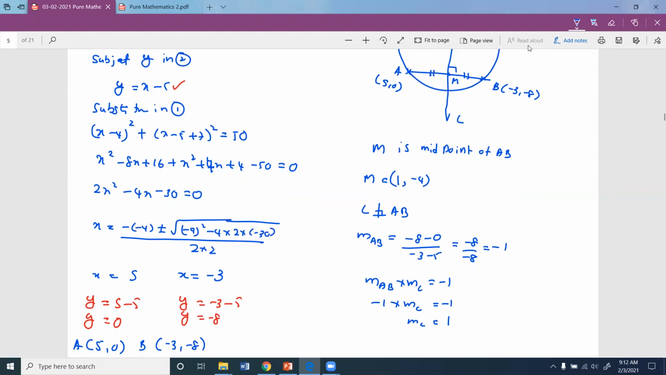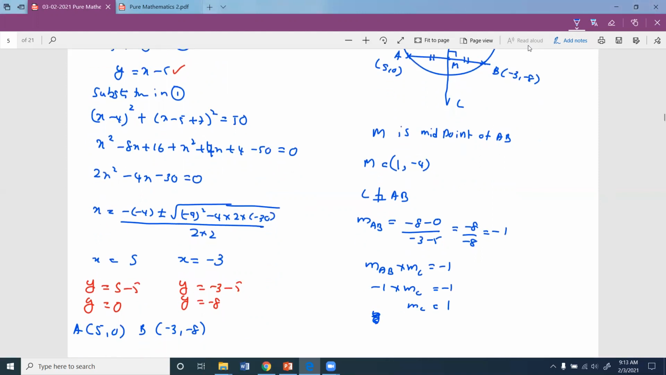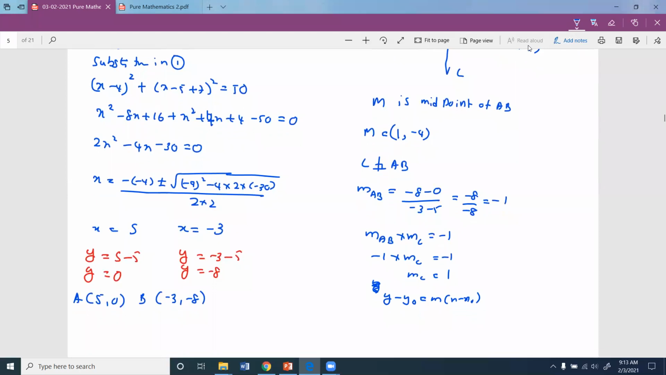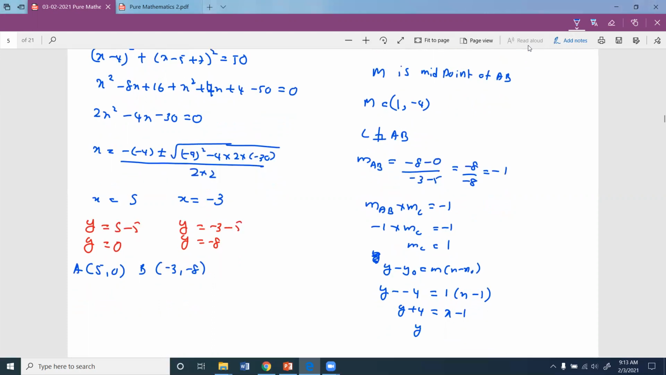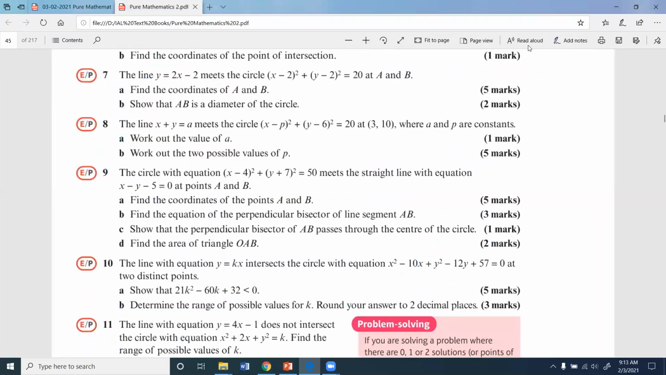Then we can put in the formula y minus y naught equals gradient times (x minus x naught). So y naught is minus 4, it's this point, the gradient is minus 1, and x naught is 1. So you can say y plus 4 equals minus 1 times (x minus 1). So with that you can say y equals minus x minus 3. I'll simplify this very carefully, because if you make any mistake, you can't show the next part as well.